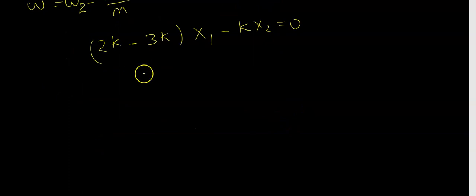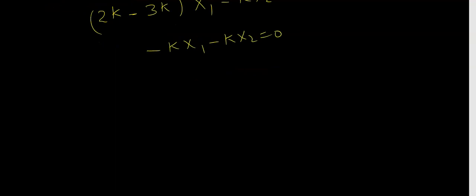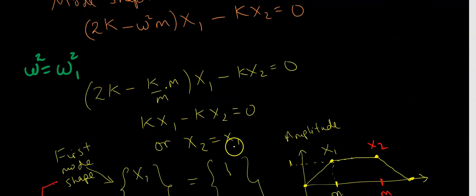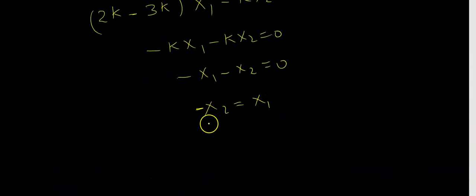And then I'll say, well, this is just minus k x1 minus k x2 is equal to 0, or minus x1 minus x2 is equal to 0. And now what I'm saying is that, well, minus x2 is equal to x1. Before, what did we have? We had x2 was equal to x1. Now I'm saying that for the second mode shape, minus x2 is equal to x1.